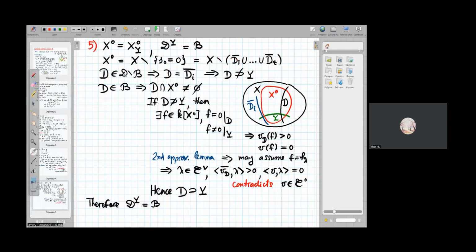So we have proved this, and also this equality says that X naught is obtained from X by removing all colors not contained in B. And B is the same as D over Y. So X naught is obtained from X by removing all colors not contained in D over Y. And this is exactly the definition of the canonical B chart.